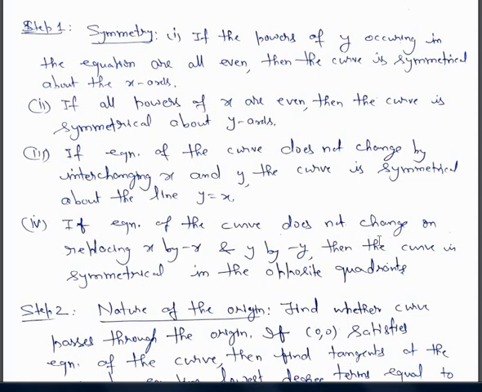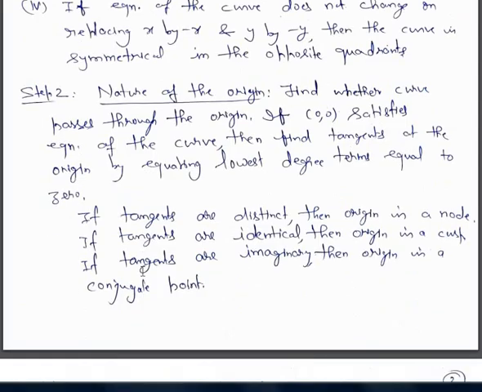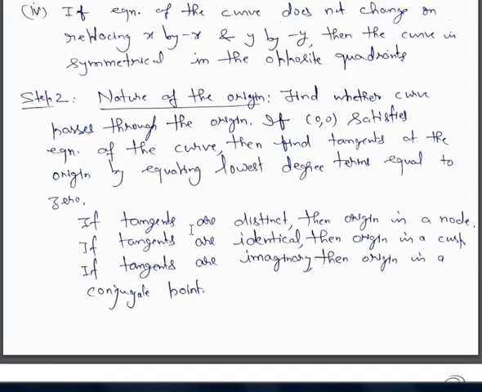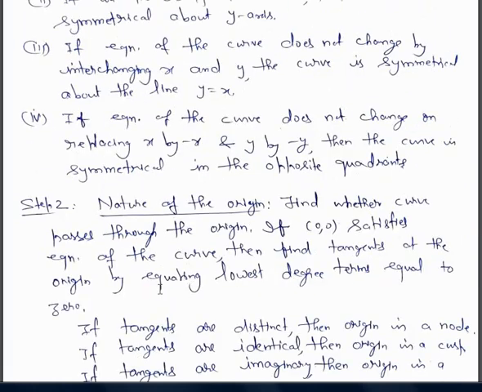If the equation of the curve does not change on replacing x by minus x and y by minus y, then the curve is symmetrical in the opposite quadrants. First and third quadrants are opposite. Second and fourth quadrants are opposite.